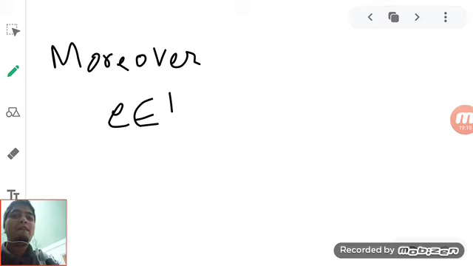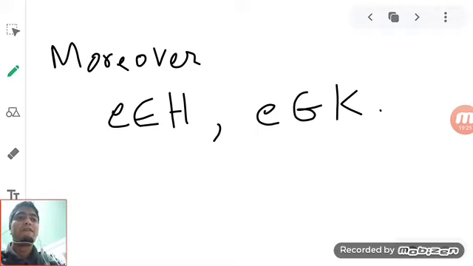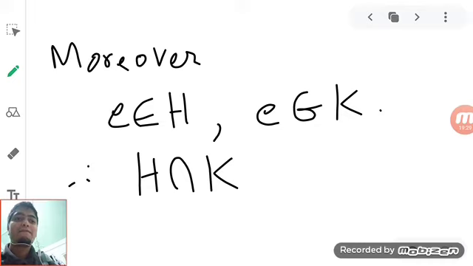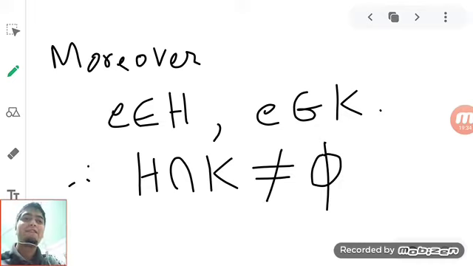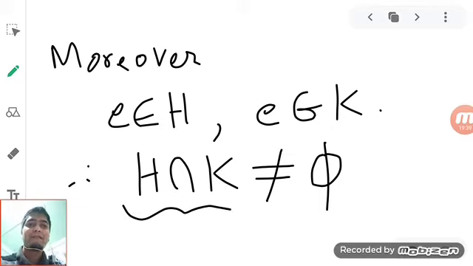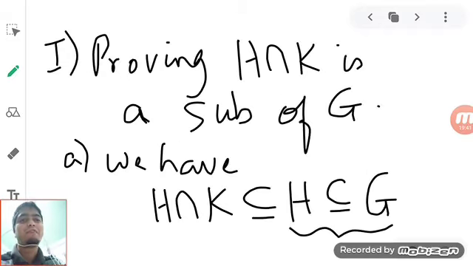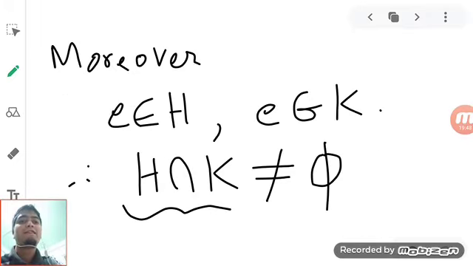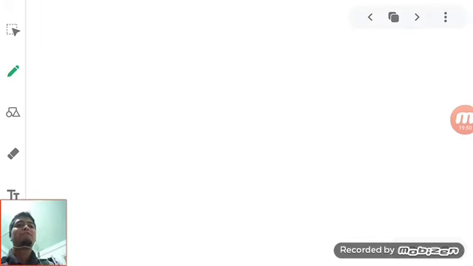Moreover, E, the identity element, is always in any subgroup. E belongs to H. Also, E belongs to K. Therefore, H intersection K is non-empty, because E belongs to H and E belongs to K, so E belongs to H intersection K. So that's why the intersection is non-empty. So condition A is done. H intersection K is a subset, and moreover, it is a non-empty subset.